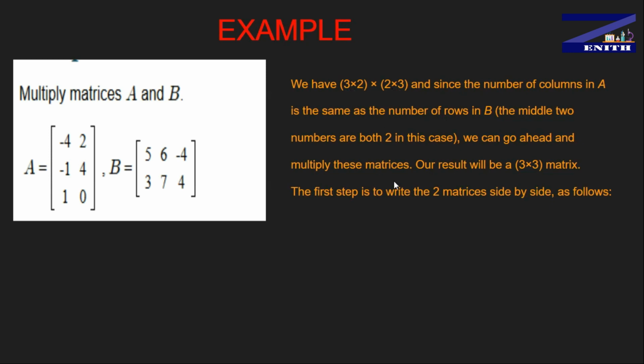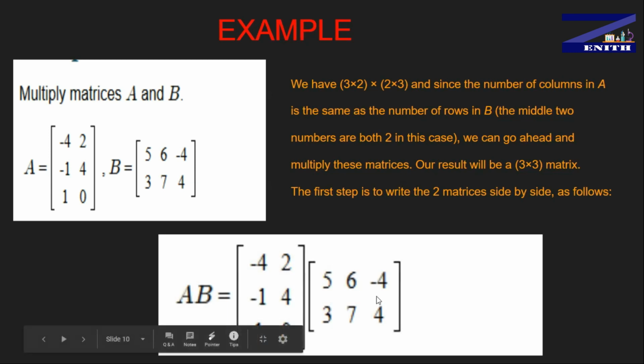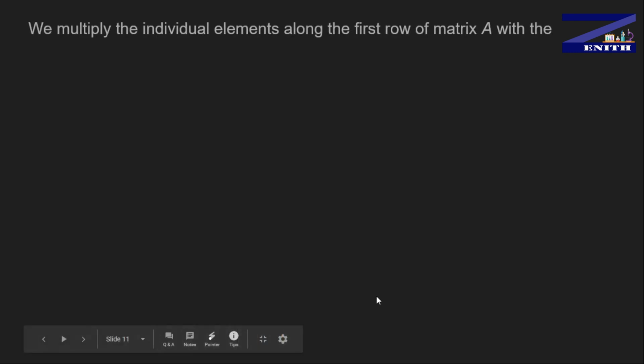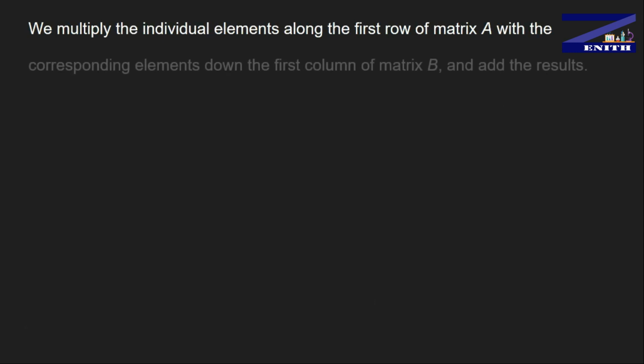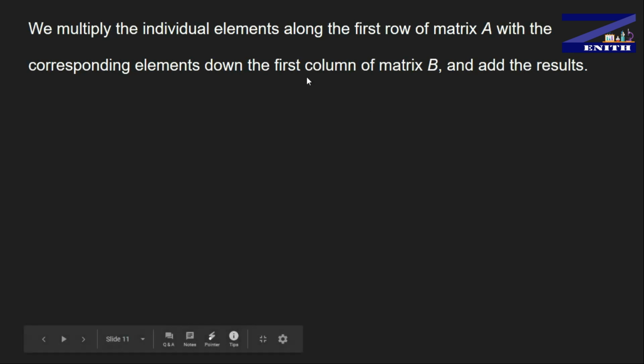The first step basically is to write the two matrices side by side as follows. Write this by this. Now, guys, we multiply the individual elements along the first row of matrix A with the corresponding elements down the first column of matrix B. Just basic thing, you have to multiply rows with the columns. You have to multiply the first row with the first column and add the result.